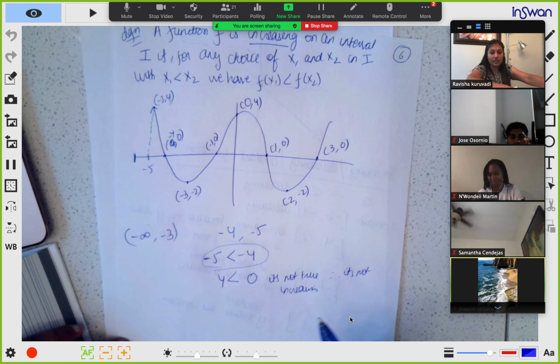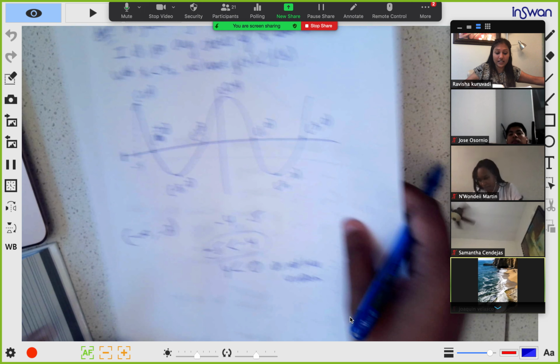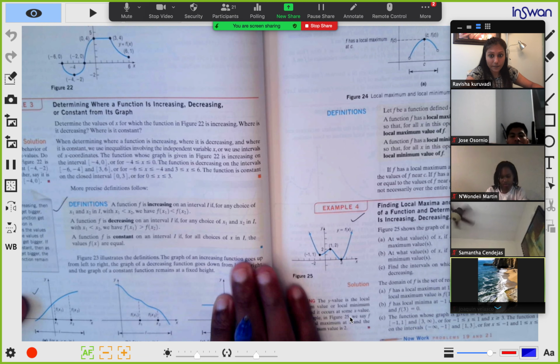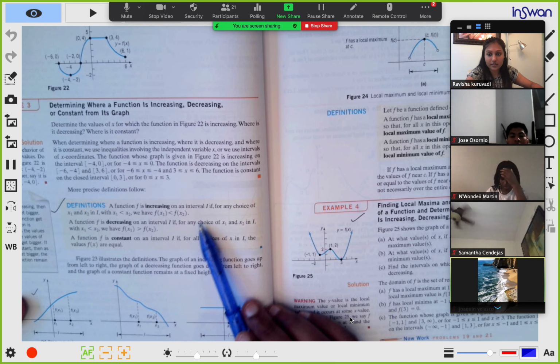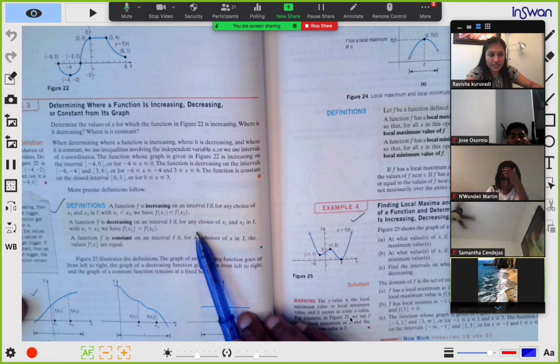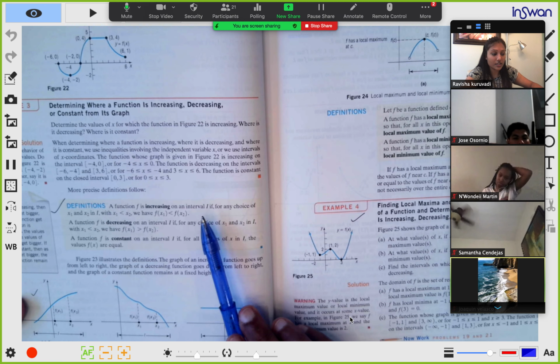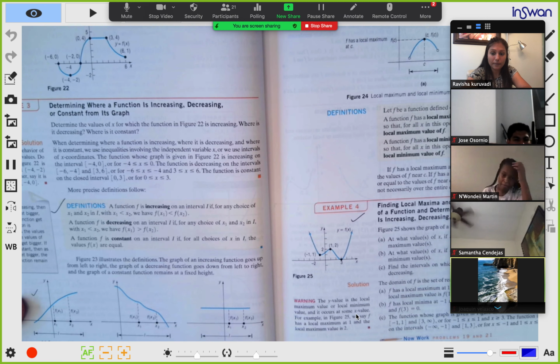If this is confusing you, see the next definition. First note down all the definitions, and then I'm gonna explain. Note down this definition. I'm gonna explain that point again. Note down the decreasing definition and the constant definition. Increasing I already gave you, decreasing and constant. Note them.